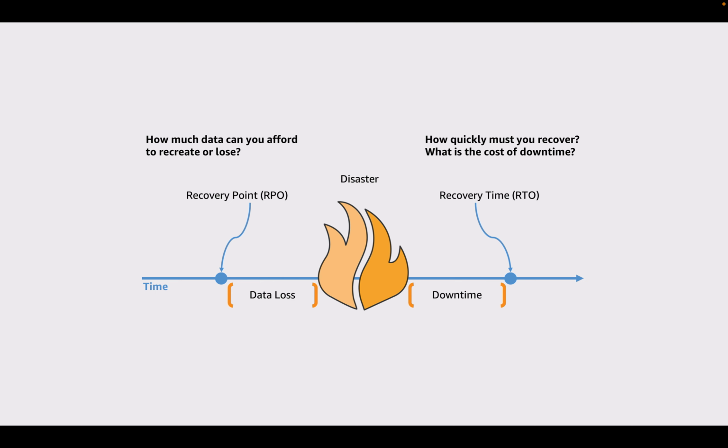If you can see here in the images, how much data you can afford. If the disaster happens at this particular time, data loss means how much you should be able to afford, and how much downtime we can afford until you recover from the disaster. How quickly must you recover? What is the cost of downtime? Because Recovery Point Objective means you're recovering from this point, but how much data has been lost during this time. These two factors define RPO and RTO.